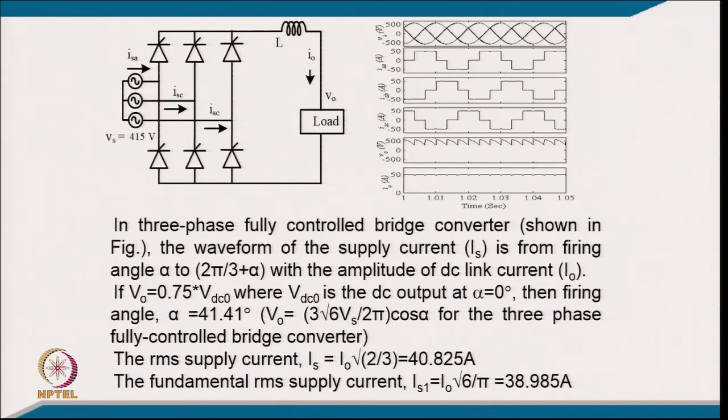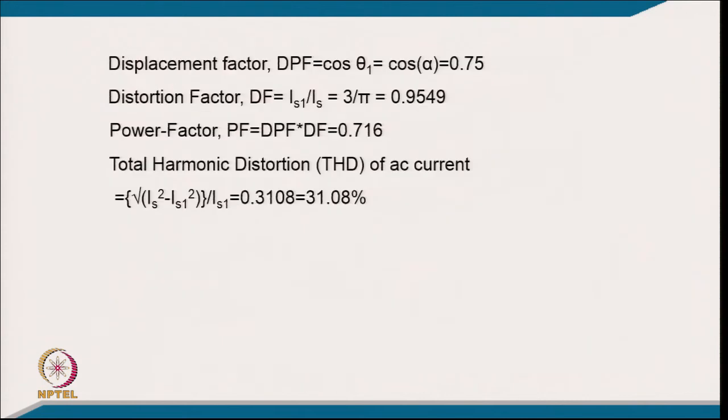Calculating from this for the 3-phase fully controlled converter, the supply RMS current will be I0, the DC current, into root 2 by 3, because it is a 120 degree duration out of 180. It comes to 40.825 ampere. The fundamental RMS here will be root 6 by pi into I0, so it is 38.8985 ampere. The displacement factor will be cos theta 1, alpha is calculated here, so it comes to 0.75.